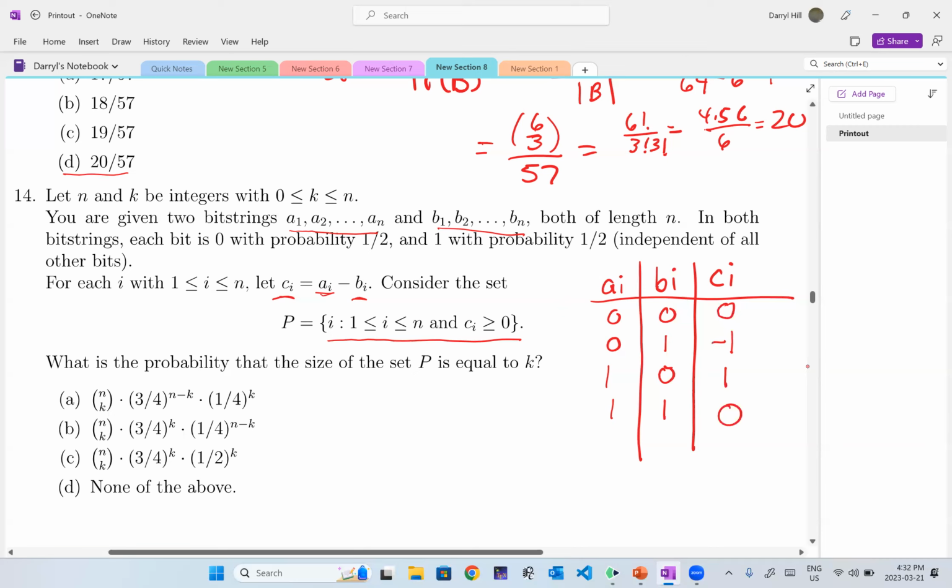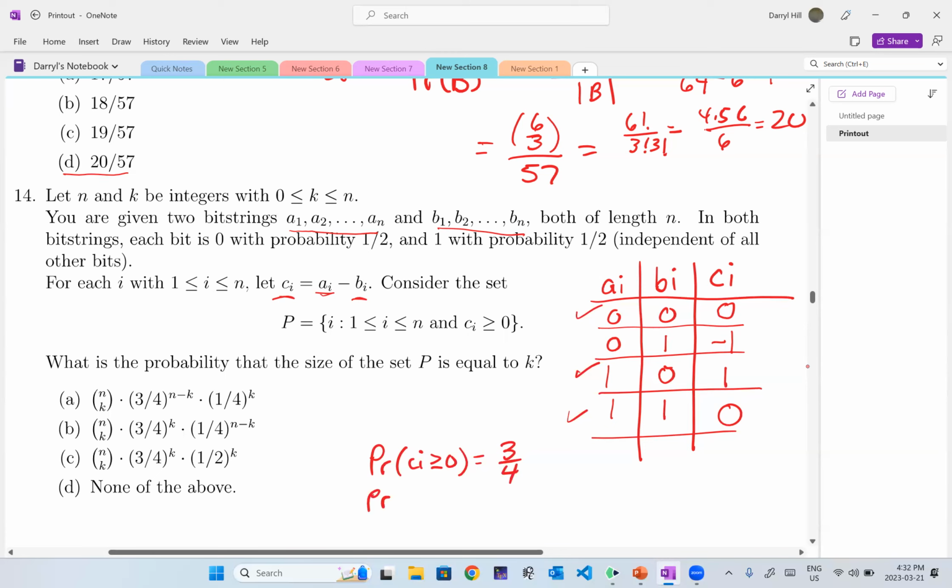So I want to look at every location where CI is at least 0. Out of the 4 possibilities, I have 3 of them, right? So this one, and this one, each has a probability 1/4. So the probability that CI is greater than or equal to 0 is equal to 3/4, and the probability that CI is less than 0 is equal to 1/4. Right, so that's any individual location in my bit string.